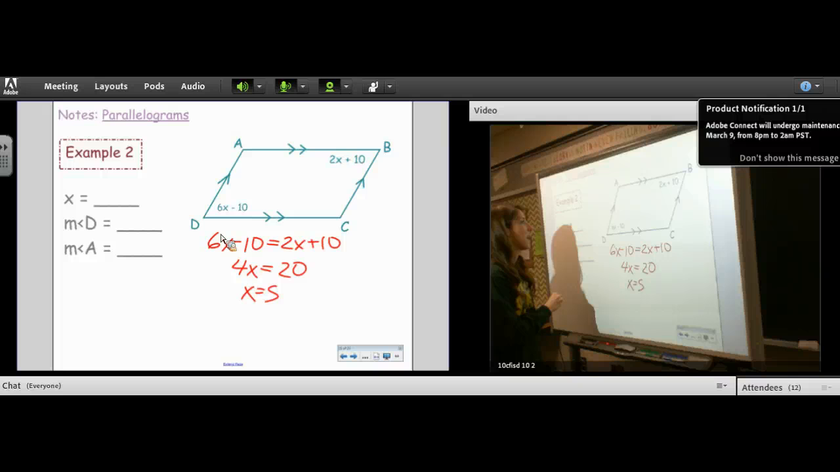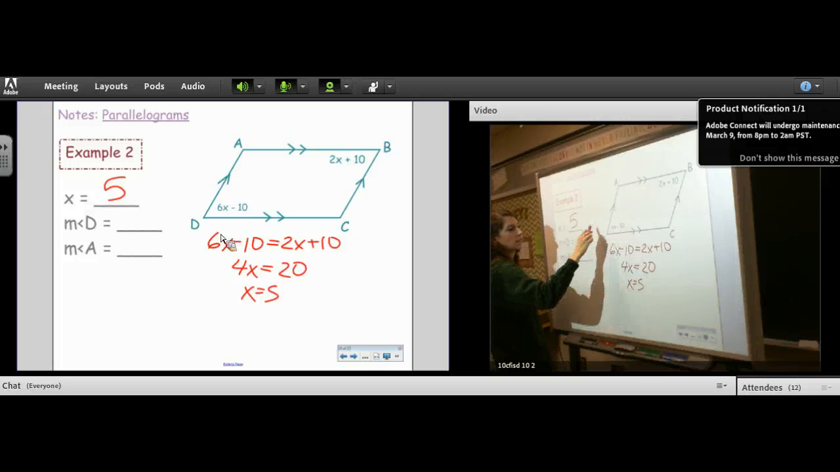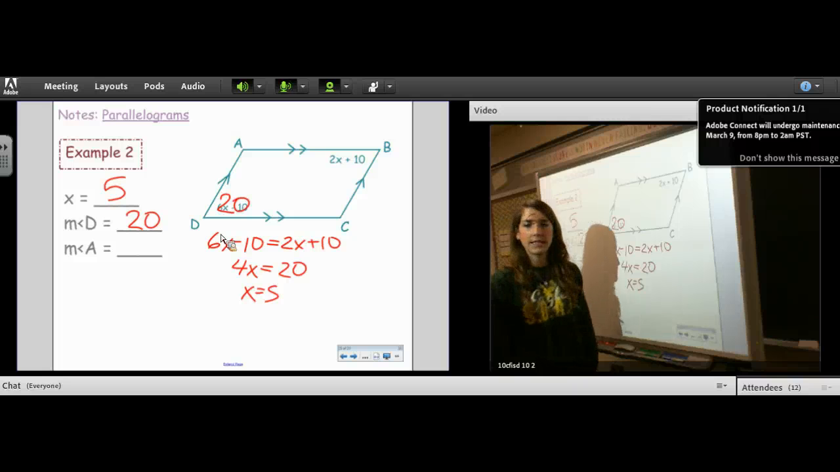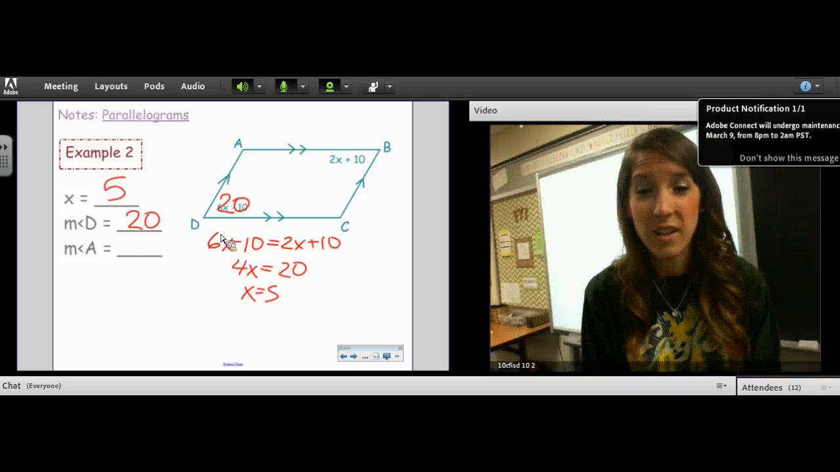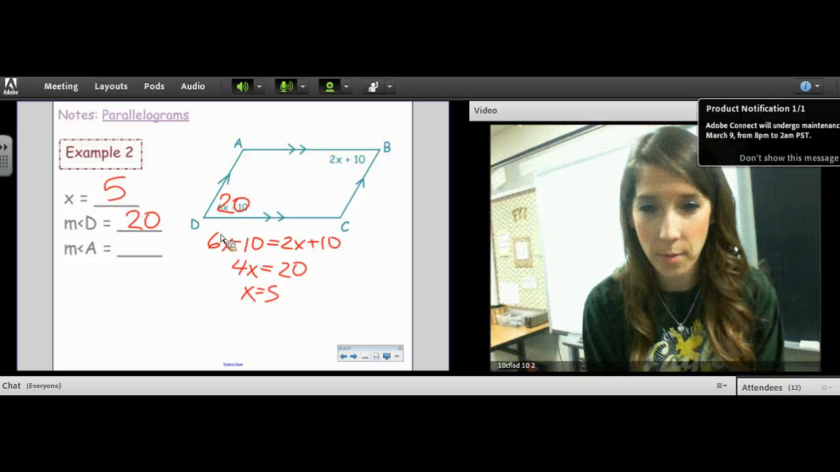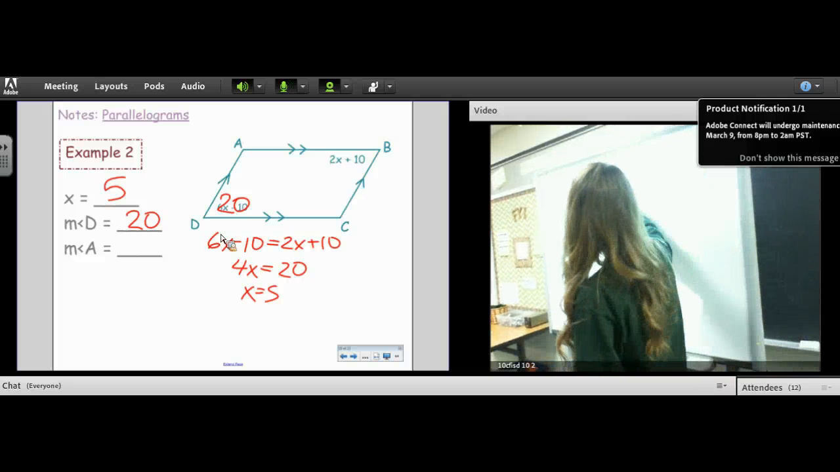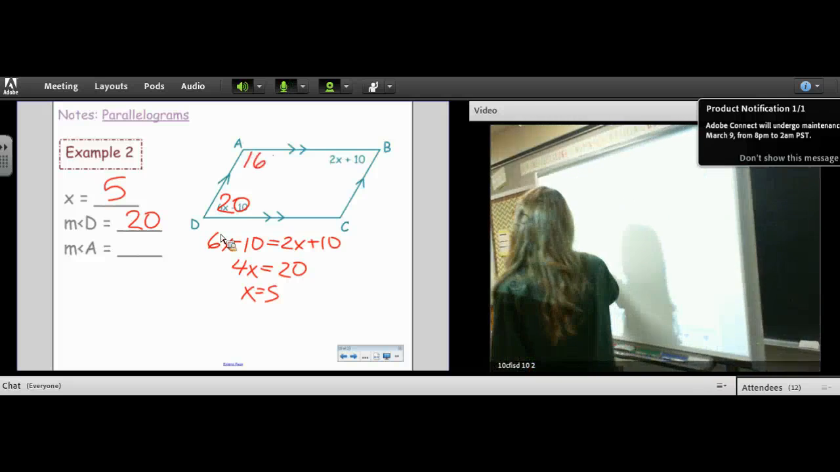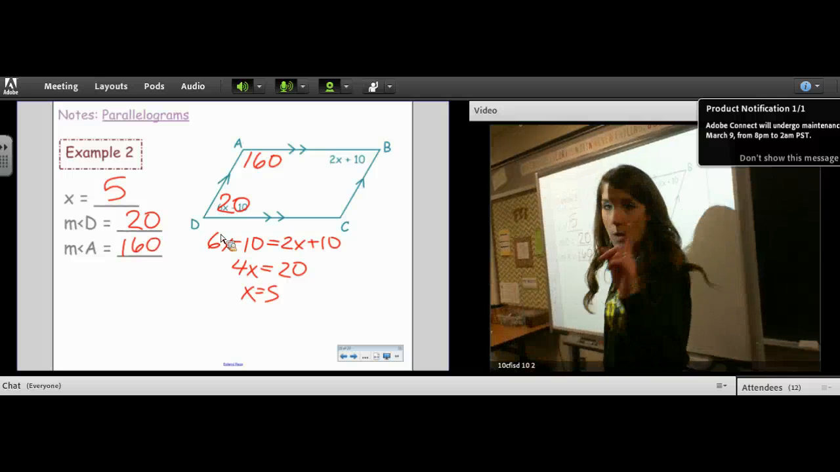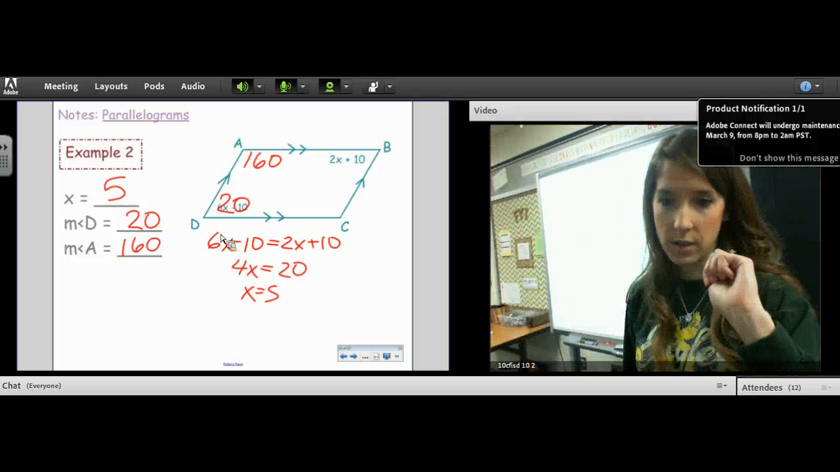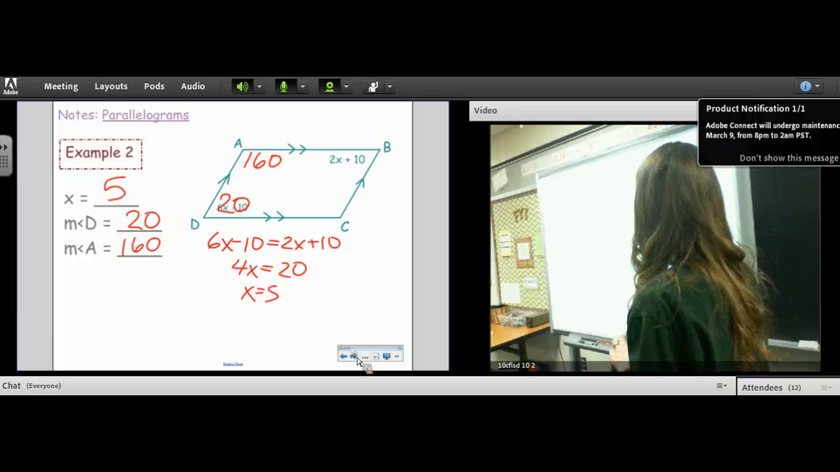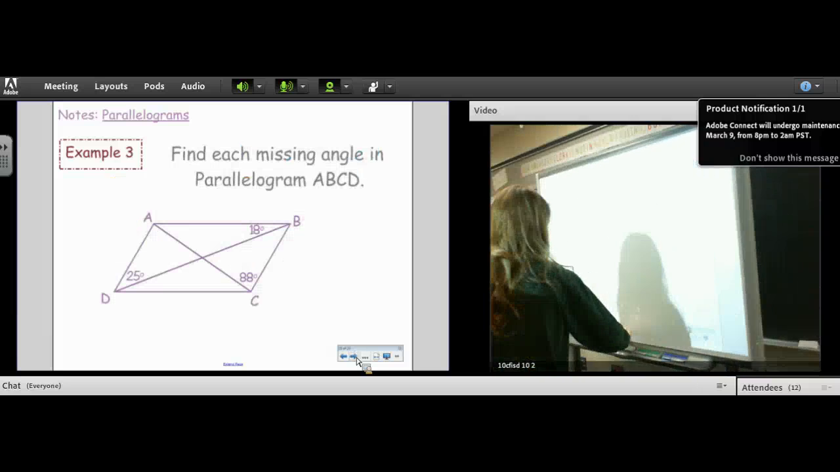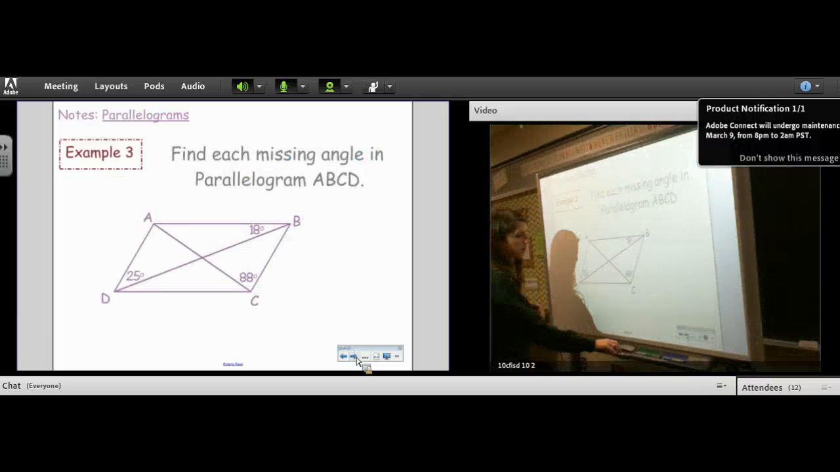and x is 5. The measure of angle D, let's see, 6 times 5 is 30, 30 minus 10, so we got 20, and then we know that consecutive angles are supplementary, so we're using our properties, very good, and we know that 180 minus 20 is 160. When you know one angle, you know all 4 angles of our quadrilateral. Let's move on. Find every missing angle of the parallelogram.